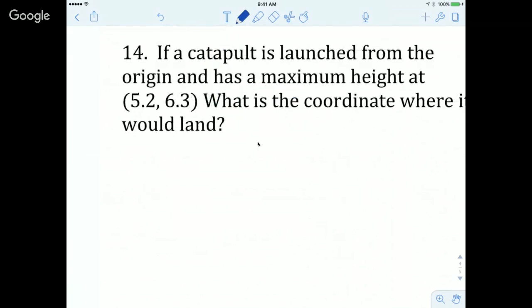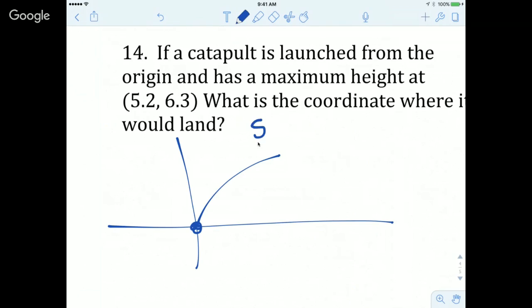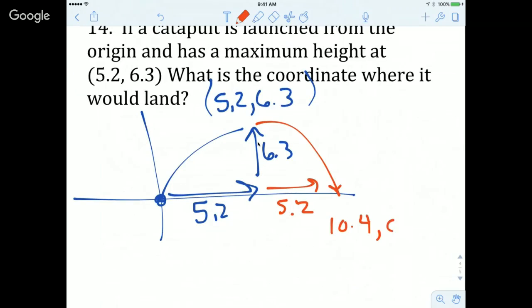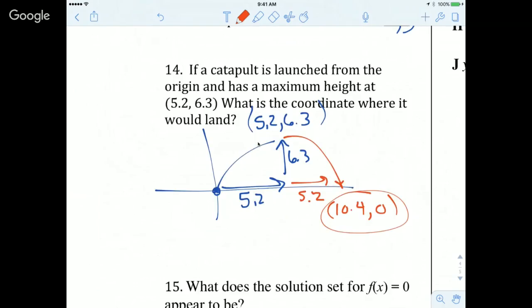Okay, number 14. If a catapult is launched from the origin, it starts at 0, 0. It has a maximum height of 5.2, 6.3. Here's the easiest question you're all going to miss. That means it has traveled over 5.2 feet. It traveled up 6.3 feet. This is the halfway point. Where is it going to land? Another 5.2 feet, which is 10.4 feet away. It would be 10.4 feet, 0.